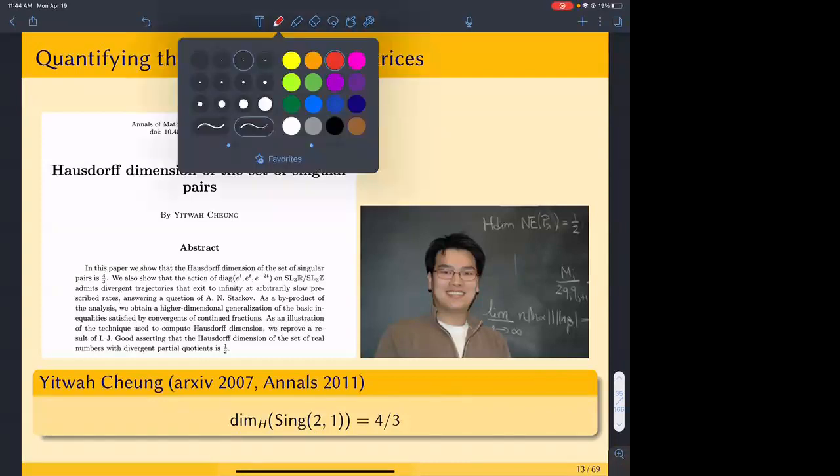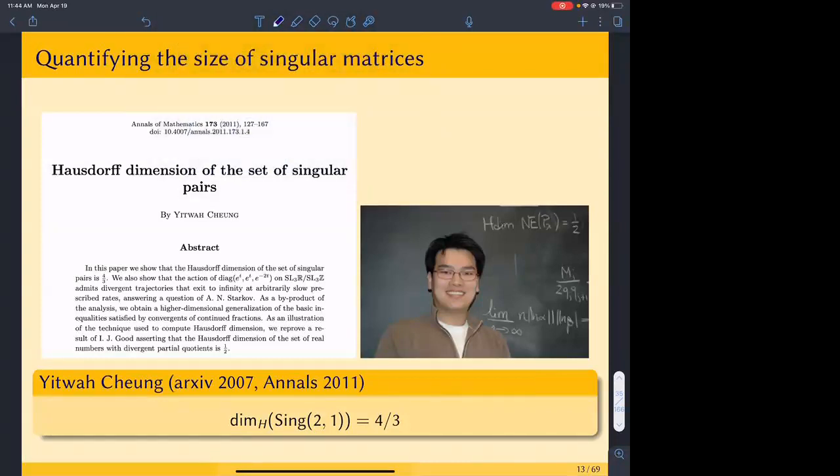I forgot to mention, let me just say, in case you're wondering, why aren't we doing 1 by 1? Well, if you look at Sing, this is just a small remark. The 1 by 1 case is boring in terms of dimension, because Sing 1-1, so the singular numbers, are just the rational numbers. So the first non-trivial case is Sing 2-1, and then by using a certain duality principle due to Jarnik, you can get Sing 1-2 as well.